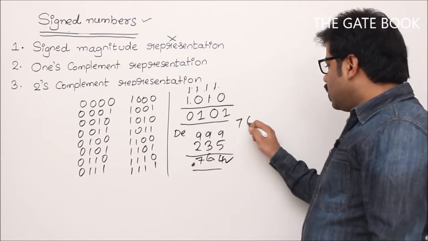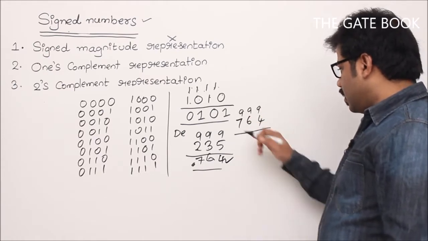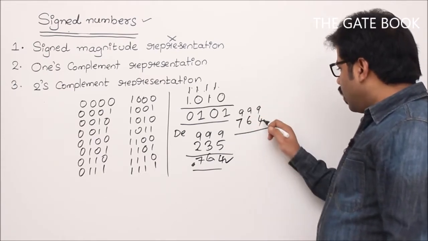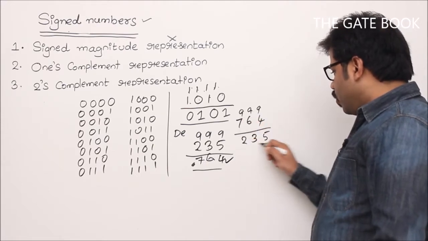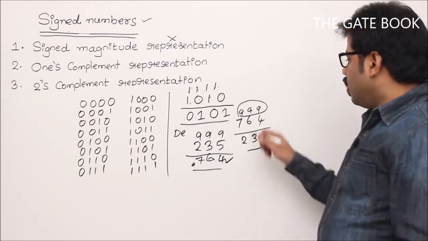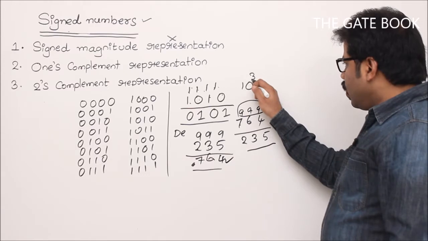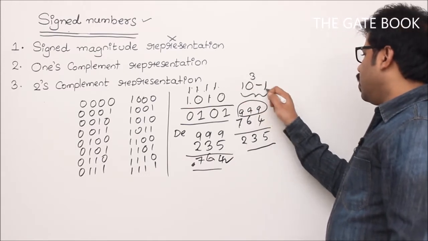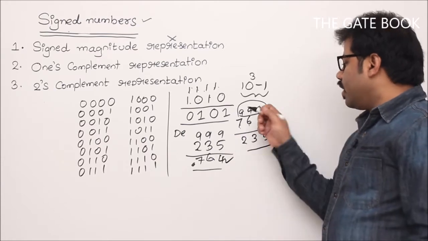So for 764, what is the nines complement? Let's try. Subtract 764 from all nines. 9 minus 4 is 5, 9 minus 6 is 3, 9 minus 7 is 2. So what is this 999, sir? What is the speciality? Simple. When you have 3 digits and 10 is the base, then 10 cube minus 1 is the number from which you subtract 764 to get the nines complement.